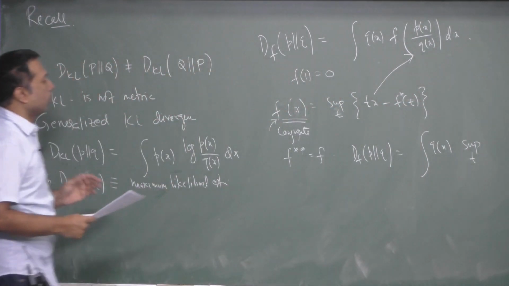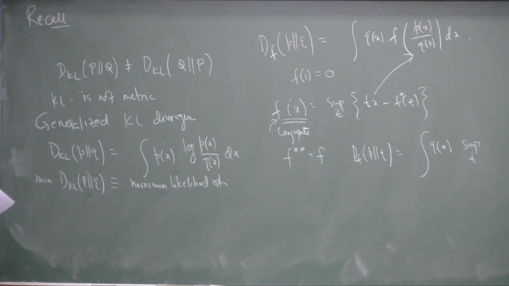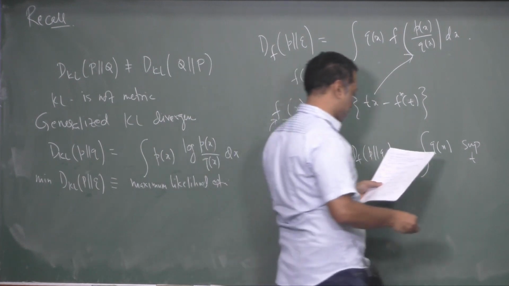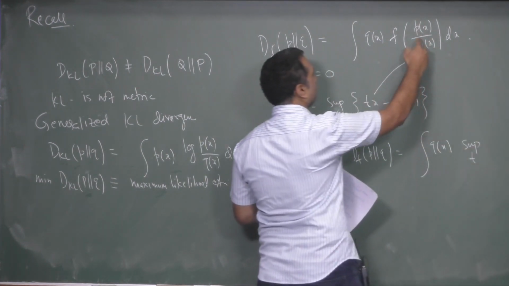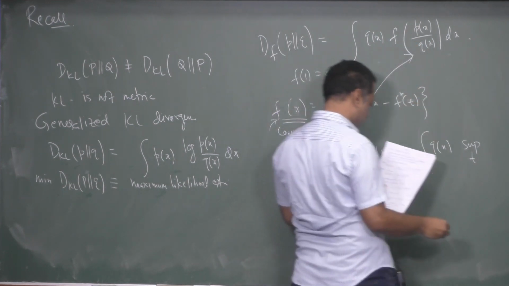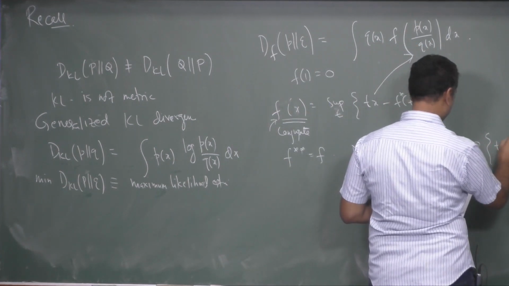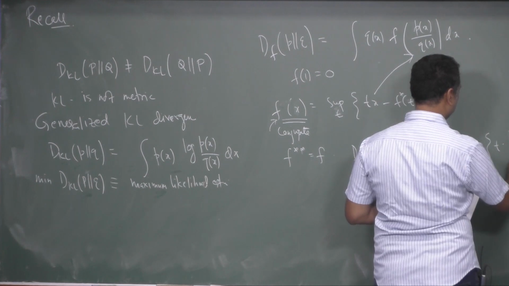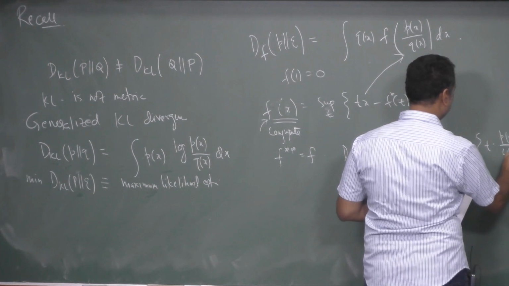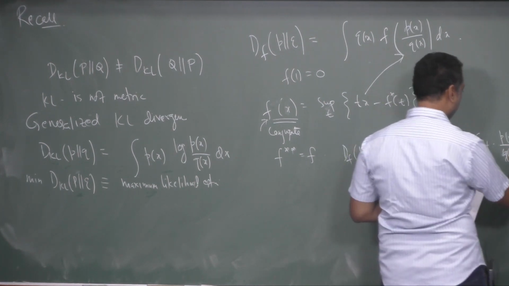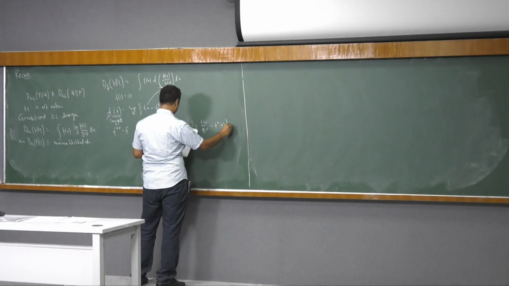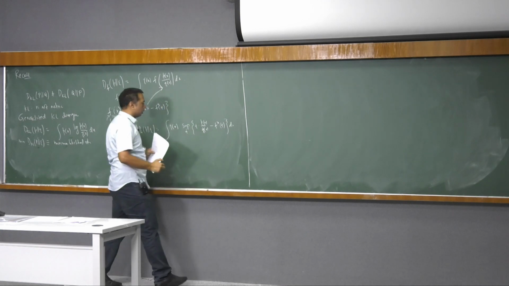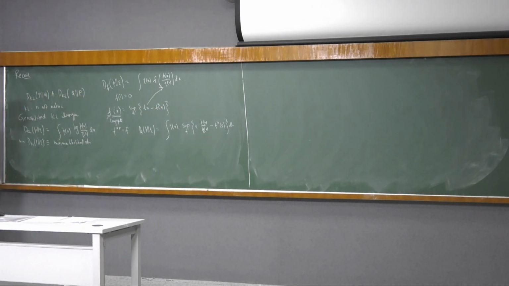So f(x) will be replaced by this supremum of t, t(x). So in place of x, we have p(x) by q(x), right? So that's what we did. So this is t(p(x)/q(x)) and minus f star of t, right?